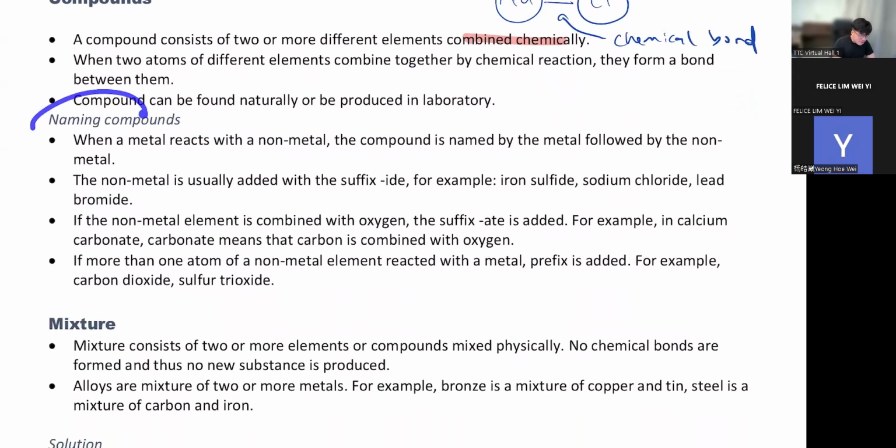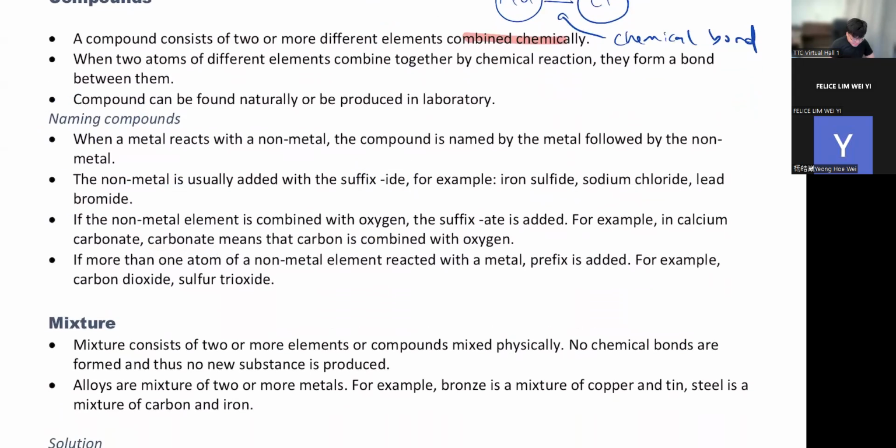So this naming part, you don't need to pay too much attention. For non-metals, we usually put the ending "ide," for example, sulfide, chloride, bromide, oxide. And if it's carbon and oxygen, we say carbonate. You don't need to pay attention here. You will learn this in your chemistry next year.